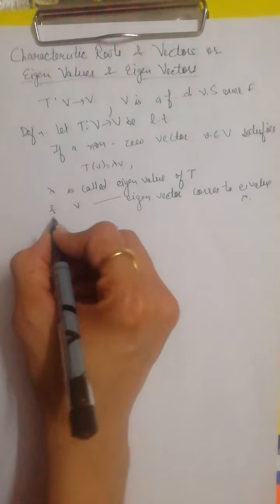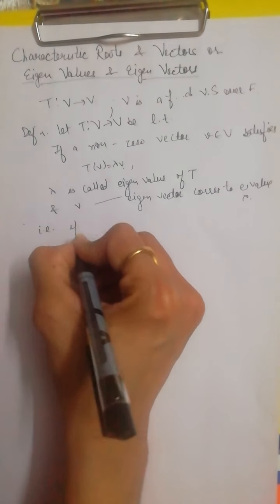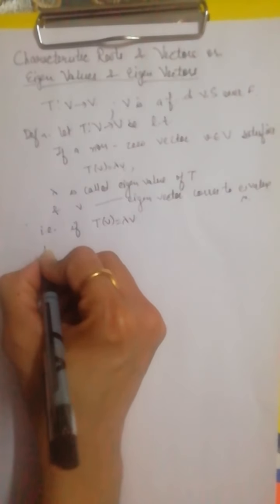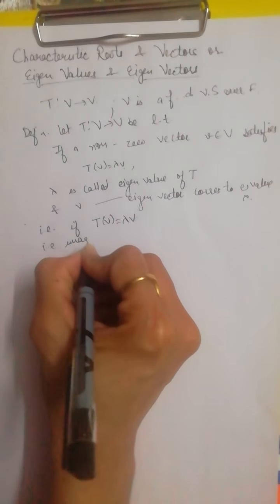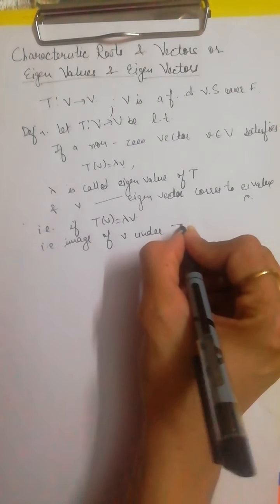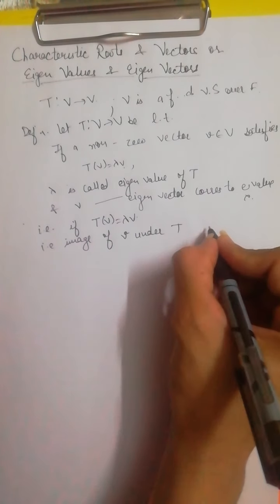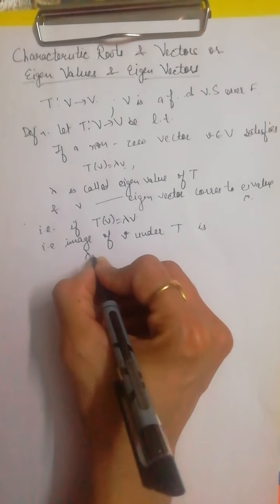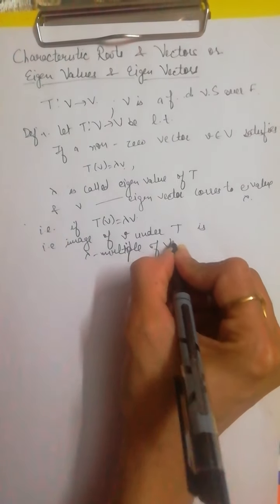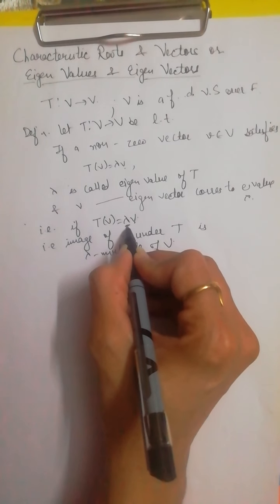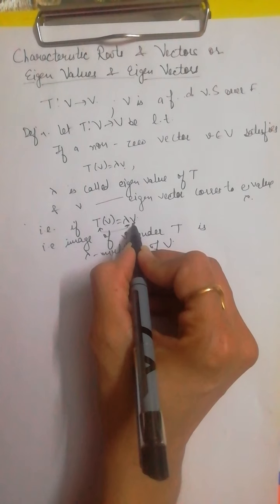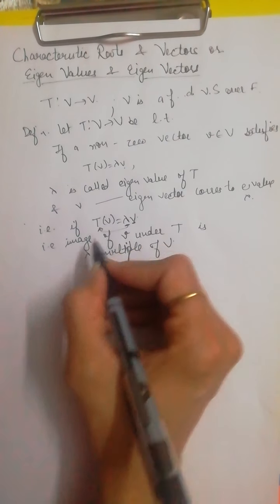For example, that is, if Tv is equal to lambda v, that is, the image of small v under T is lambda multiple of v, then lambda is called characteristic value or eigenvalue of T, and v is called corresponding eigenvector.